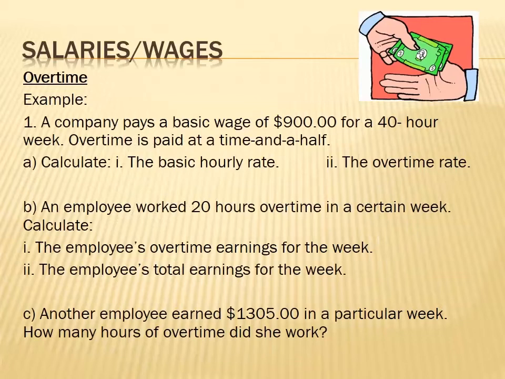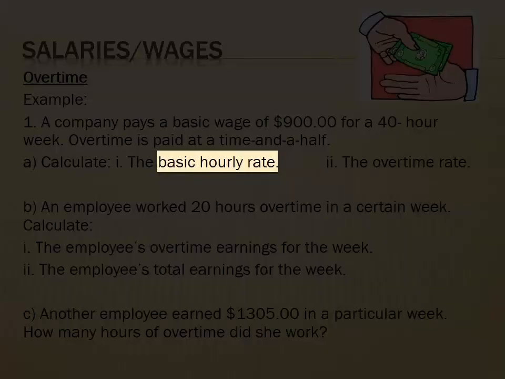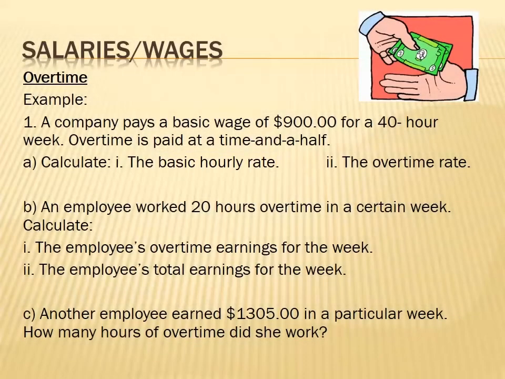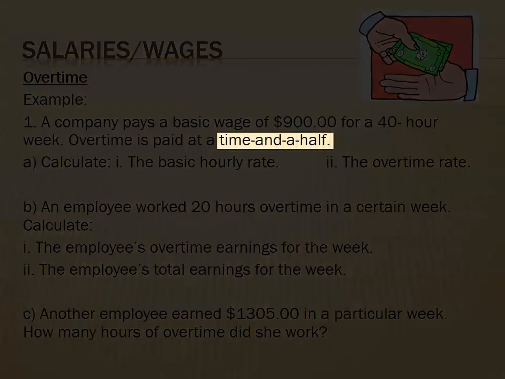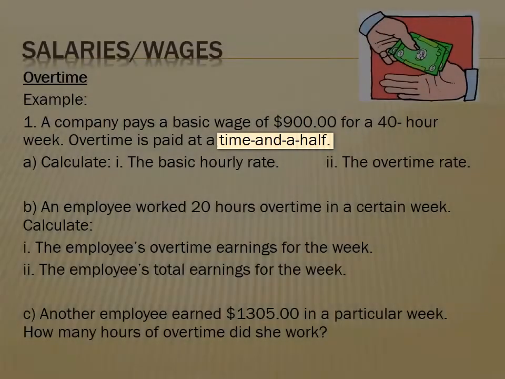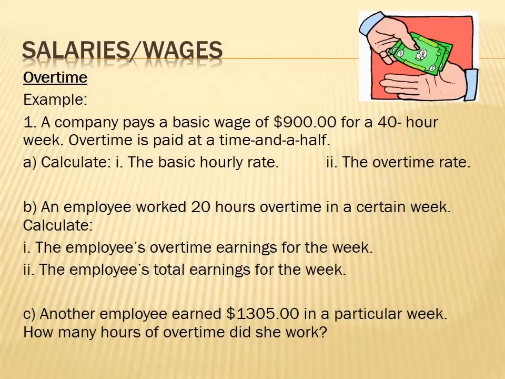So this brings us to our last topic, salaries and wages. When employees work beyond their normal schedule of hours, they are paid extra money for doing so, and this is referred to as an overtime wage. The normal wages earned without overtime is called the basic rate of pay. Now, overtime rates vary. It can be 1.5 times the basic rate, which is referred to as time and a half, or 2 times the basic rate, which is referred to as double time.